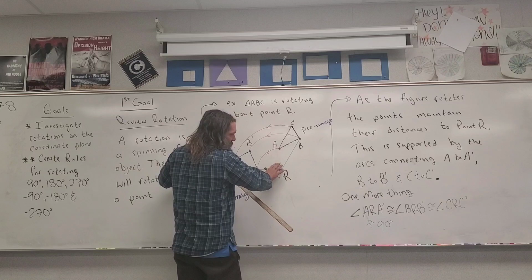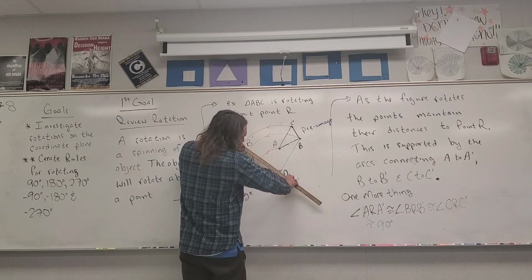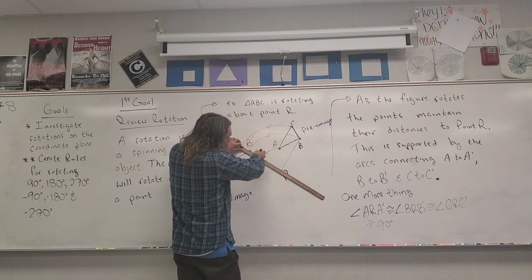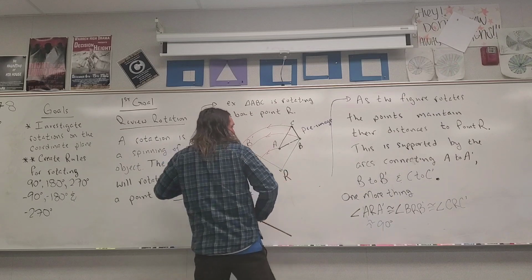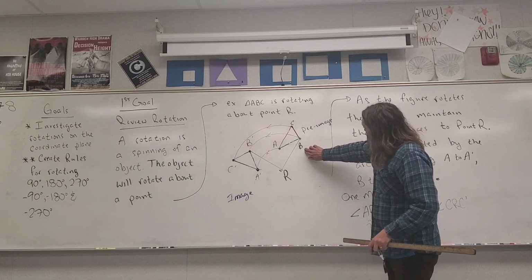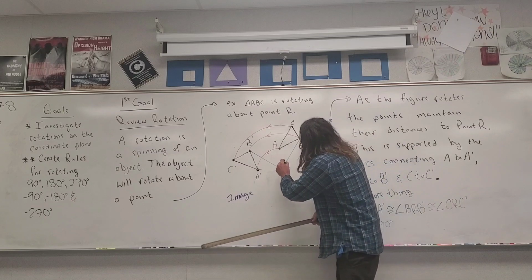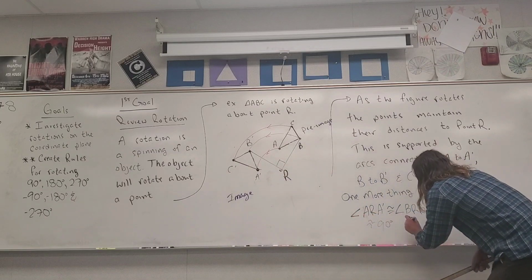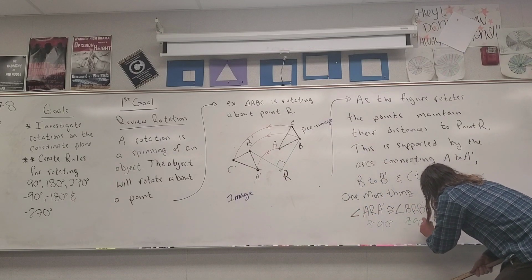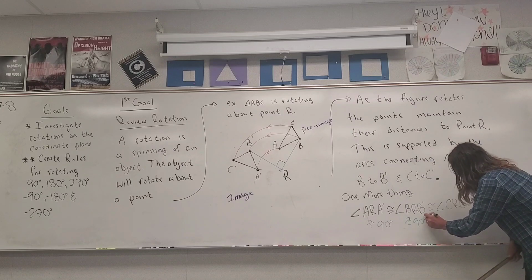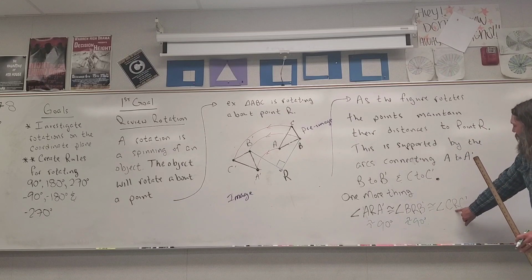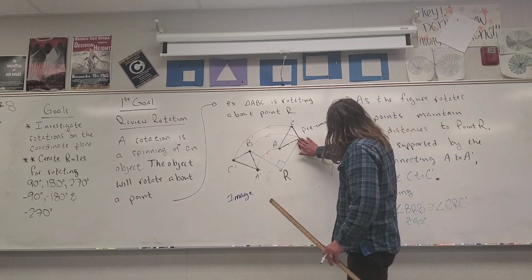Let me erase this, just so you can see it a little bit better. So you can see that the angle made by connecting point B, R, and B prime, again, that's roughly 90 degrees. And the same thing would be true if I connected points C, R, and C prime. So I'll do that as well.